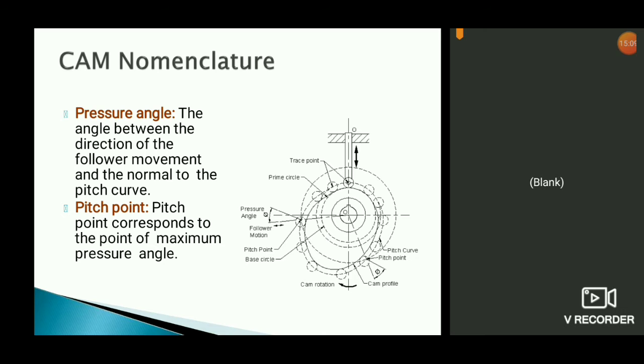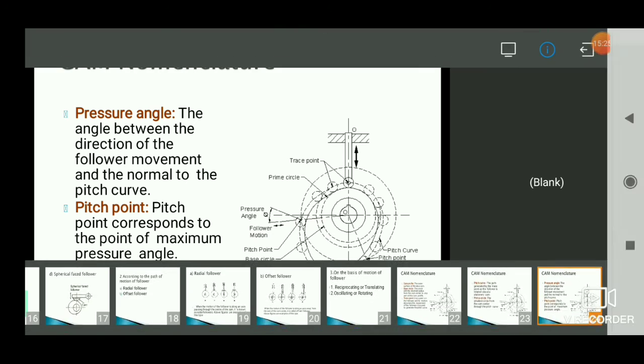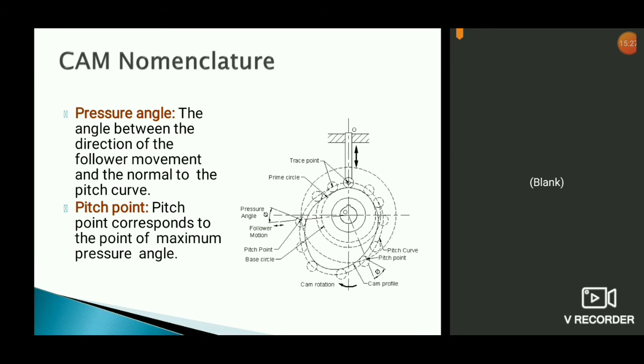Next is pressure angle. Pressure angle is the angle between the direction of the follower movement and... So what is the direction of follower movement? You can see here, for example, this is the direction. If you take one point, for this point the direction of follower motion will be like this, up and down. Whichever point you take, the follower will be like this.